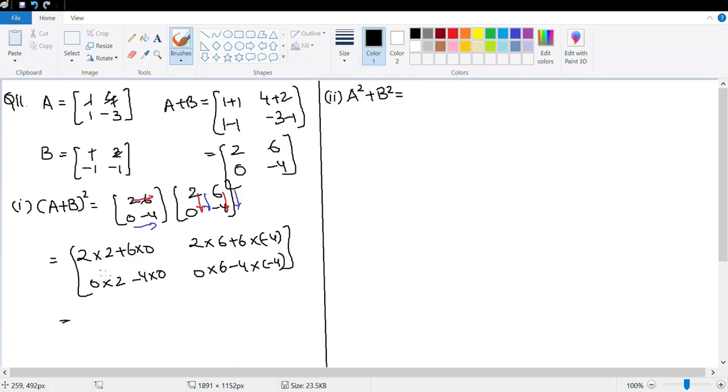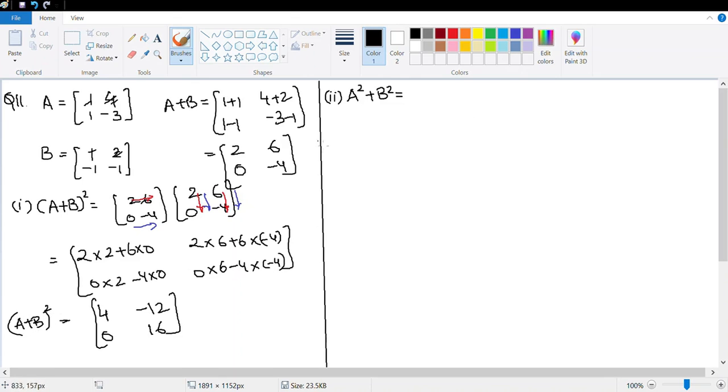So this is 4 plus 0, this is 4. This will be 12 minus 24, so 12 minus 24 is negative 12. This is 0 and this is also 0. And the last one is negative 4 into negative 4, which gives me plus 16. So this is (A plus B) whole square.